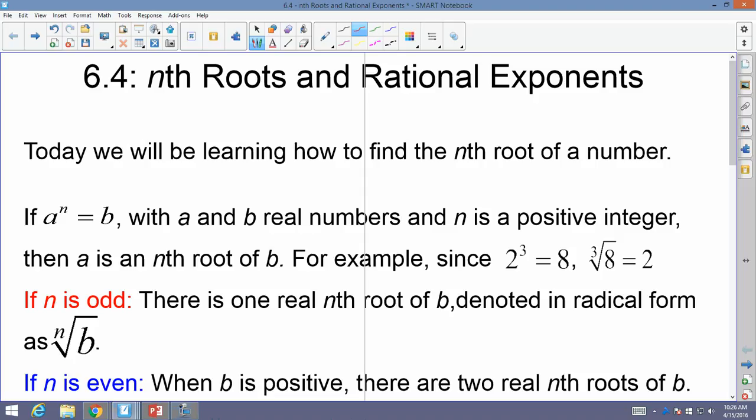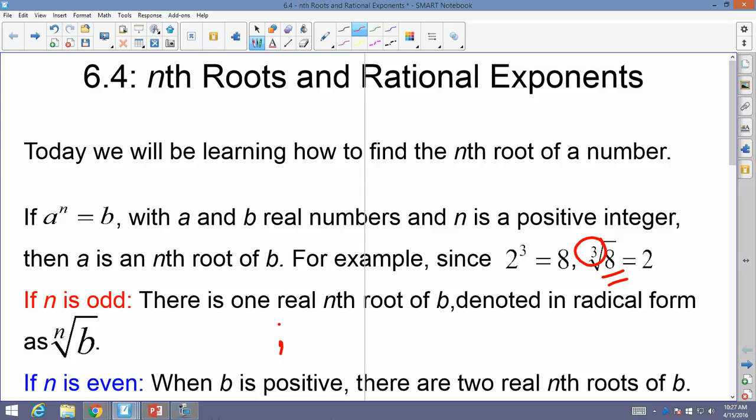If I take the cube root of 8, what I'm asking again is the same question that I asked for a square root, but this time I have a cube root. So I'm asking the question, what number times itself 3 times gives me the value inside of this radical? And that would be 2, because 2 times 2 is 4, times a third 2 is 8. So the cube root of 8 would be 2.